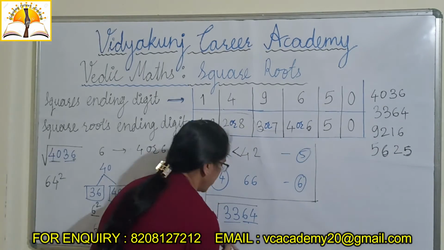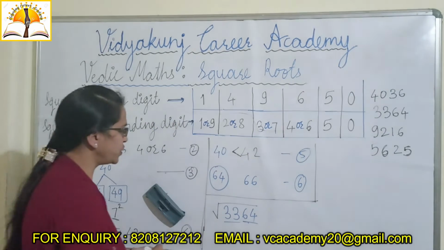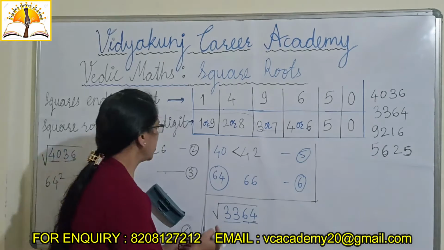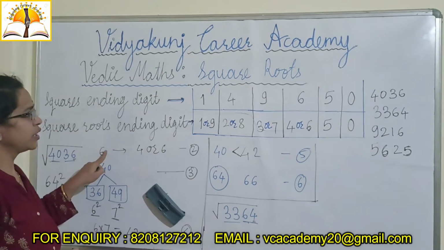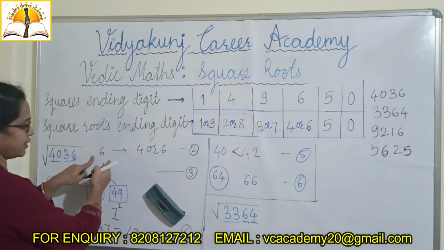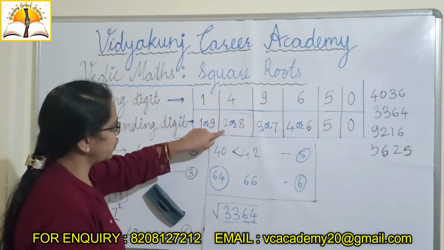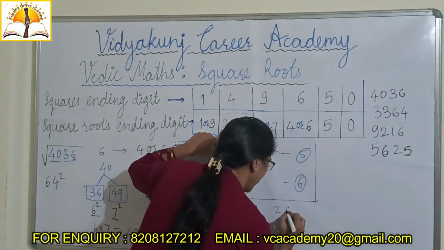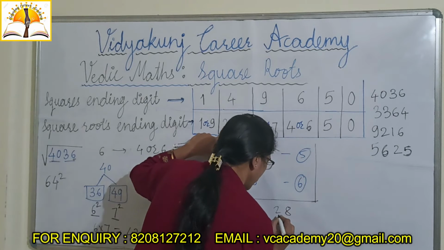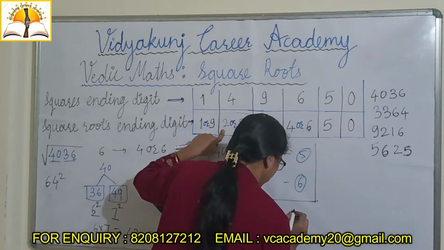This is the first step. Now second step, here the unit digit we have to see. We have to see here like this. Here is 6. Yes or no? Here is 4. Where is the 4? See, if it is 4, here 2 or 8. Yes or no? 2 or 8.